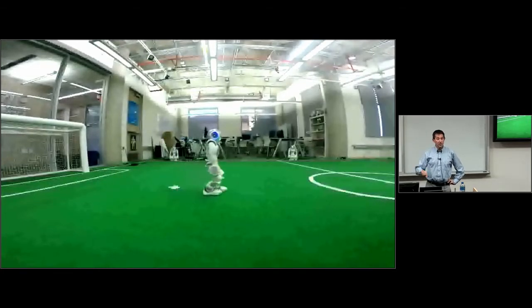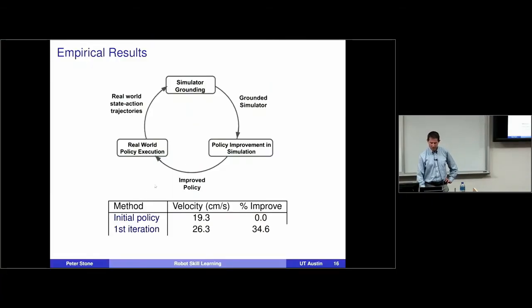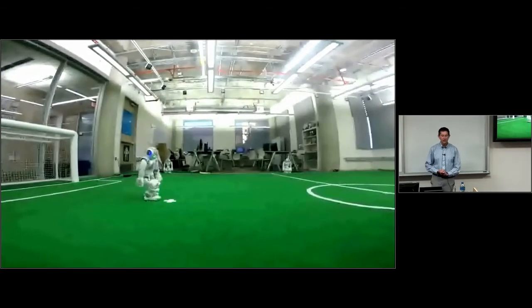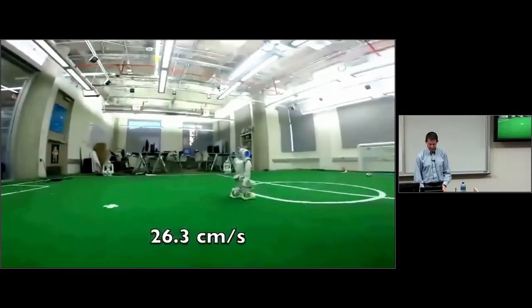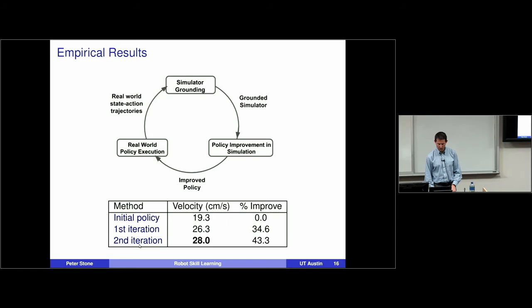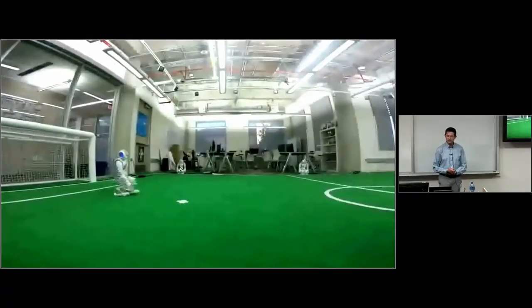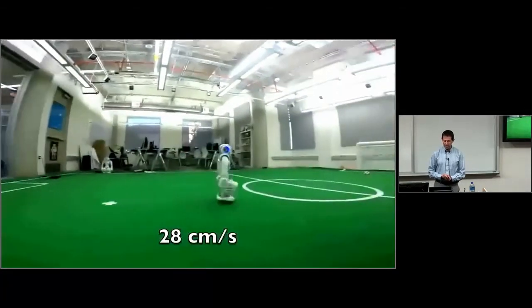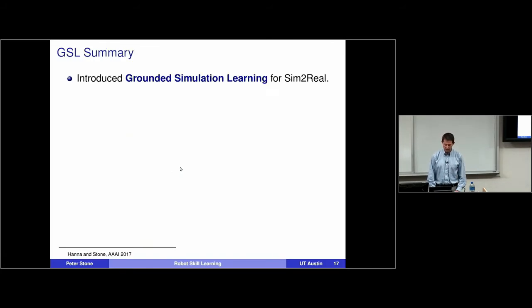Then using this grounded simulation methodology, putting that walk into the simulator, grounding the simulator and learning, we were able to improve it by almost 35%. This is what it looks like. It's actually squatting a little bit lower. We then gather more data at this point in policy space, reground the simulator, and we ended up with the fastest known stable walk on this robot, which looks like this one. This was going 28 centimeters per second. So this was a validation of this grounded simulation learning method.